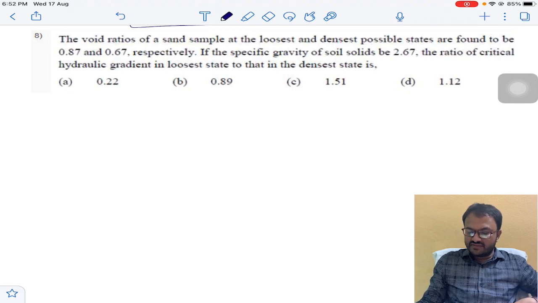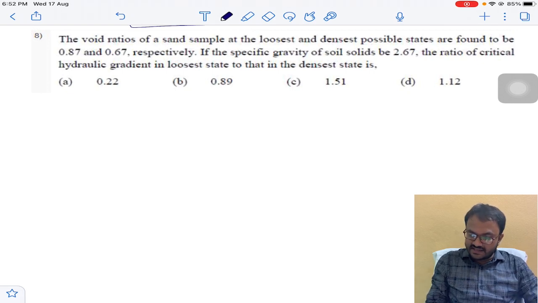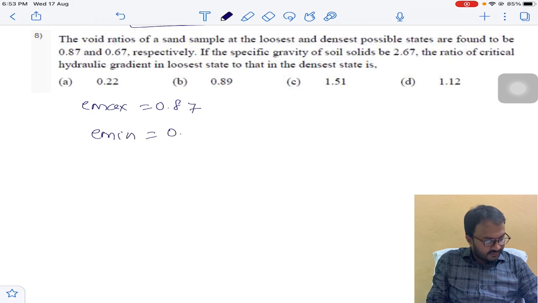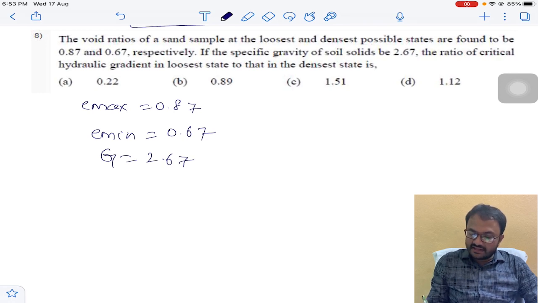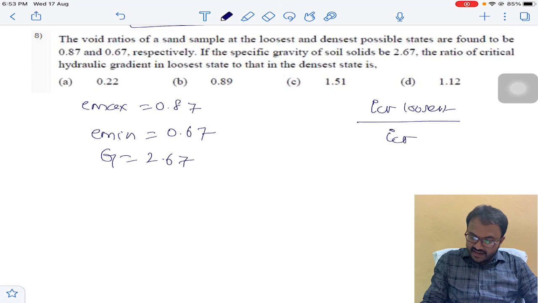The void ratios of samples at loosest and densest state, that is loosest is e max equal to 0.87 and densest is e minimum equal to 0.67. Specific gravity of solids G is equal to 2.67. The ratio of critical hydraulic gradient in the loosest state, that is ICR in loosest state divided by ICR in densest state, we need to calculate this.